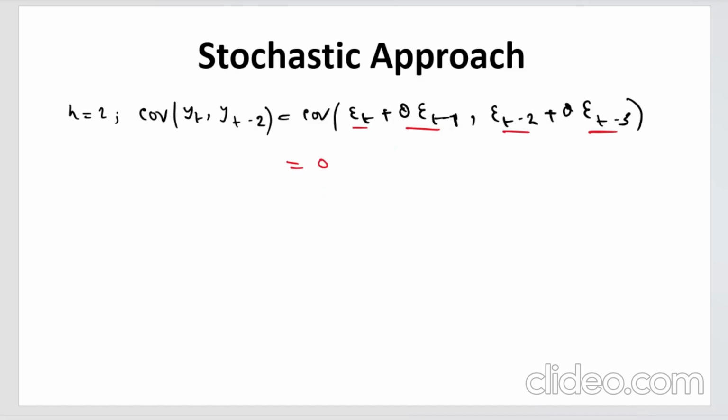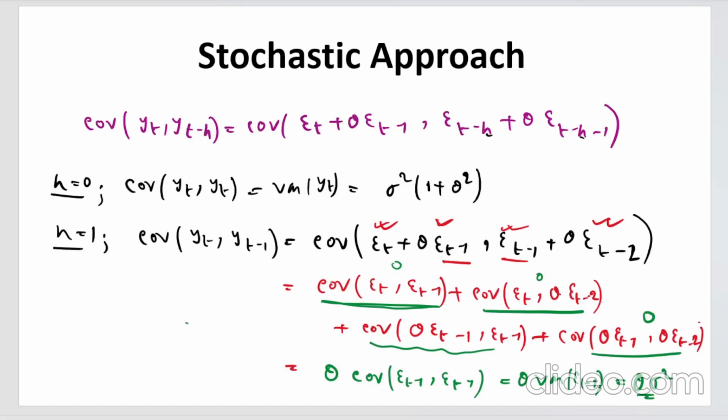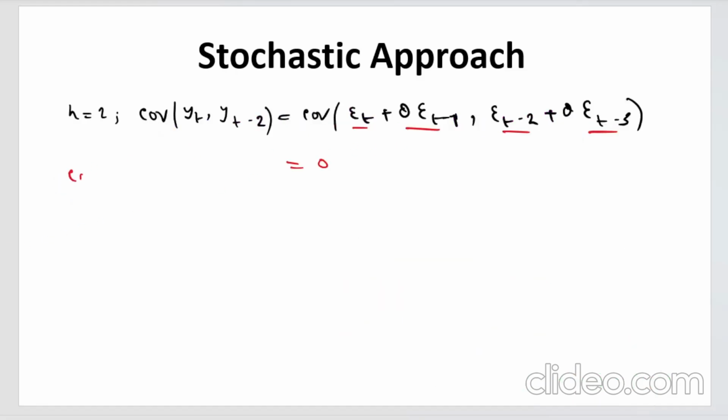Why is this so? Again, the same reasoning, that covariance at two different points, covariance of epsilon t and epsilon s, is 0 whenever t is not equal to s. So here t is not equal to s, and so every covariance will come out to be 0, so this is 0. So what will be the ultimate expression?